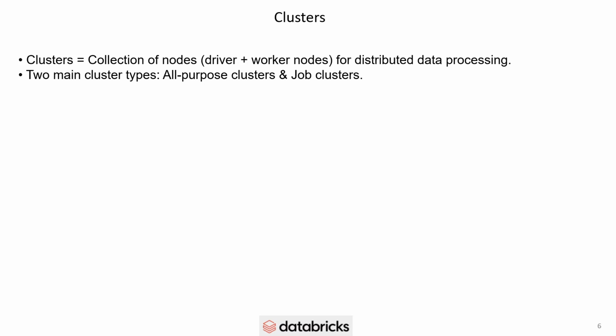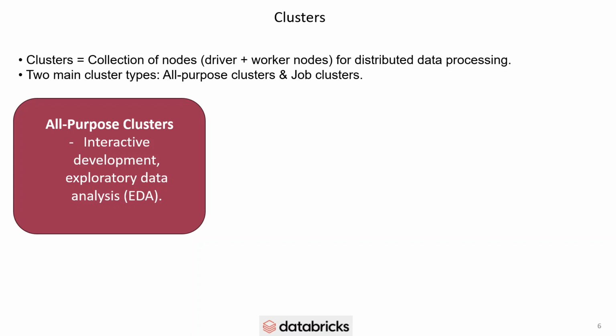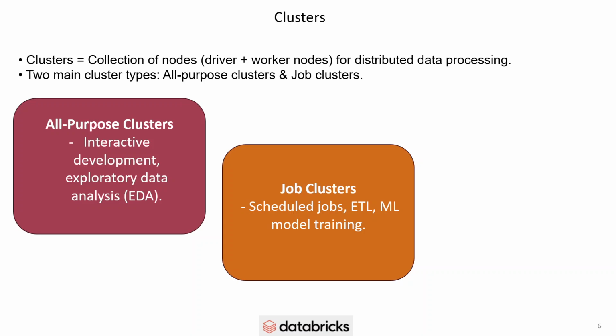Next, we're going to move on to clusters. So what are clusters? Clusters is a collection of nodes. You have a driver and you have worker nodes for distributed data processing. Now, there are two types of clusters. You have an all-purpose cluster and you have a job cluster. An all-purpose cluster is for interactive development and for exploratory data analysis. Now, a job cluster is for scheduled jobs. You can use this for ETL, ML, and model training. The way I'd describe a job cluster is probably more like a cron job. So if you're familiar with the Linux environment, I'd probably put you closest to that.